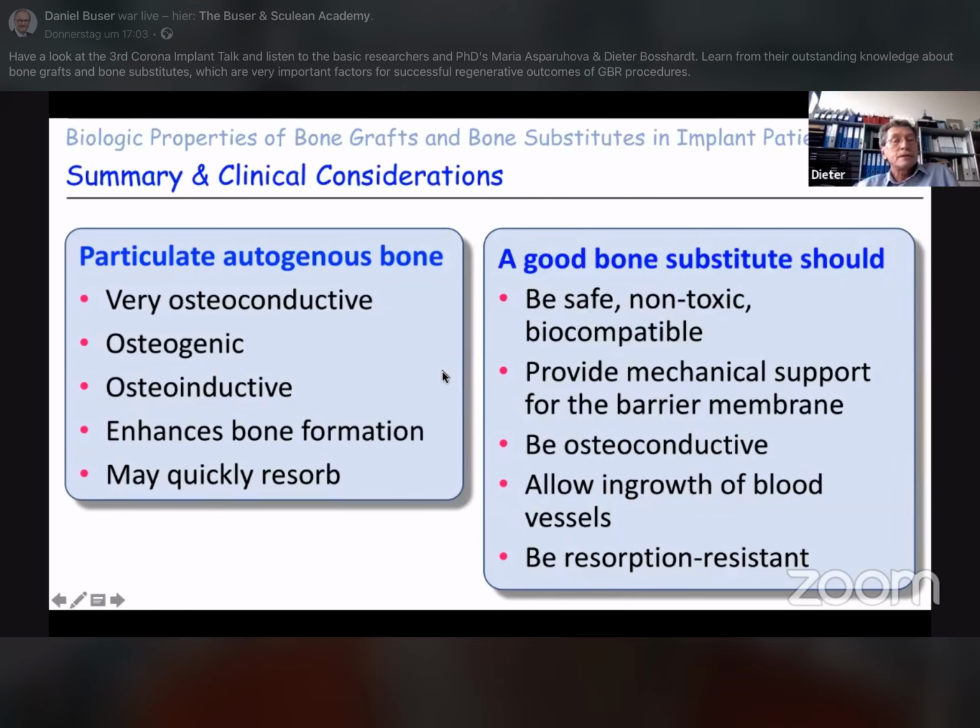Now the particulate autologous bone is very osteoconductive. It's osteogenic. As we know, it's also osteoinductive. It enhances bone formation. However, it may quickly resorb.